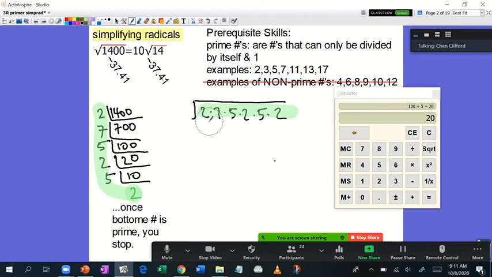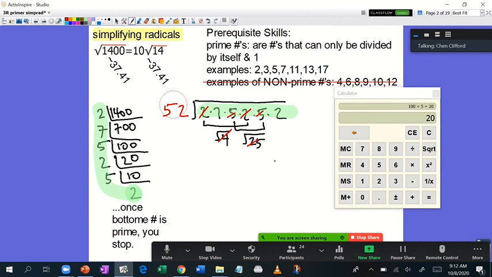Now watch this. This is the key part. We're almost done. What's 2 times 2? 4 inside the root. And what's the square root of 4? 2. So those disappear, and we get a 2 here. What is 5 times 5 inside the root? It becomes 25 inside the root. And what's the square root of 25? 5.